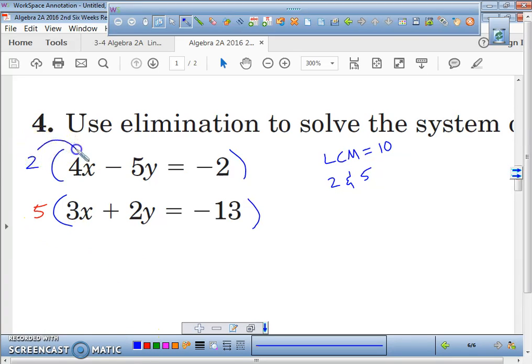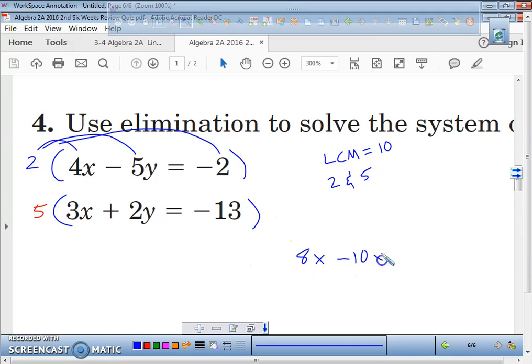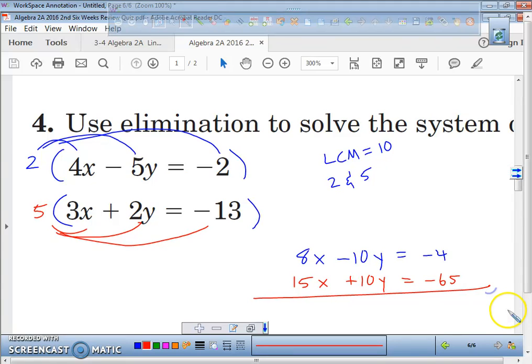So we're going to take the top equation and multiply everything by a 2, and you will get 8x minus 10y equals negative 4. I'm going to multiply the bottom equation by a 5. So distribute, distribute, distribute. You get 15x plus 10y. Yay! Equals negative 65. Why did I say yay?